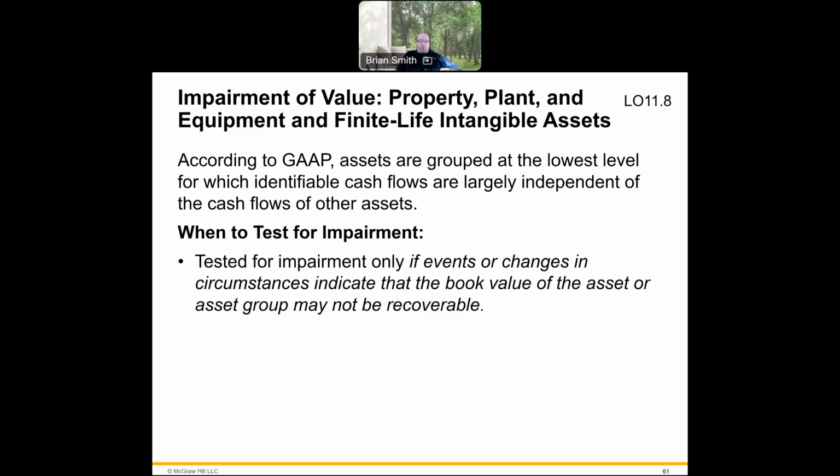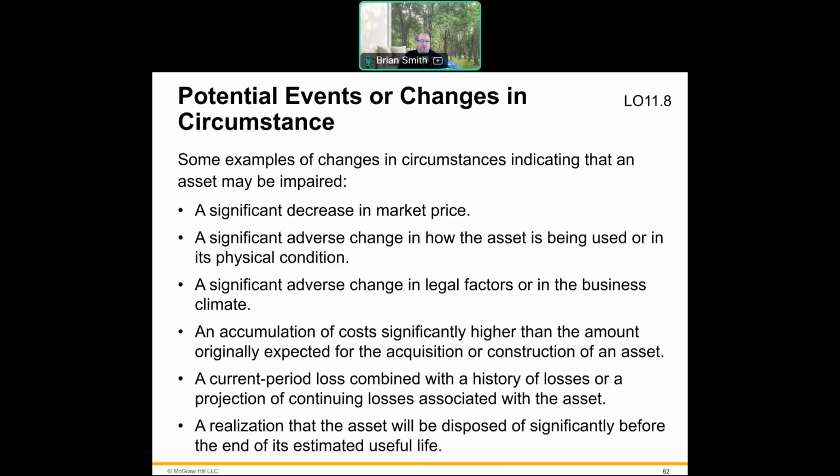And if we can't recover the book value, that would be an impairment. Here are some examples. Significant decrease in market value. You have the iPhone 3, and we're on iPhone 25. Yeah, significant impairment there.